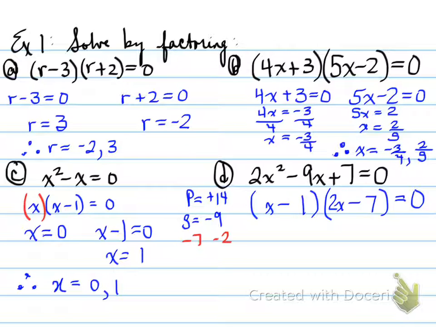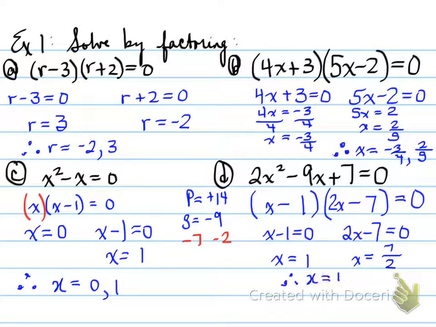So we find the roots. x minus 1 is equal to 0. 2x minus 7 is equal to 0. We get x equals 1 and x equals 7 over 2. Therefore, these are the values that x could possibly be.